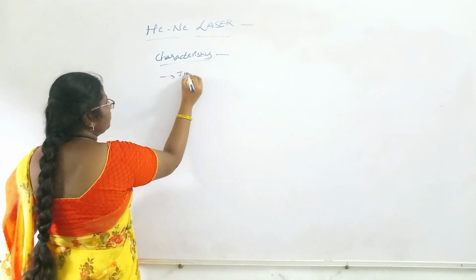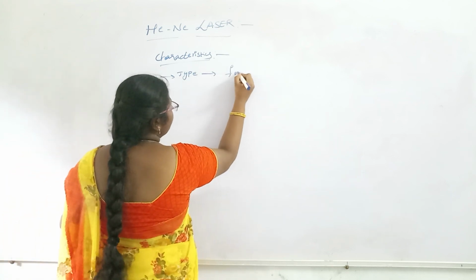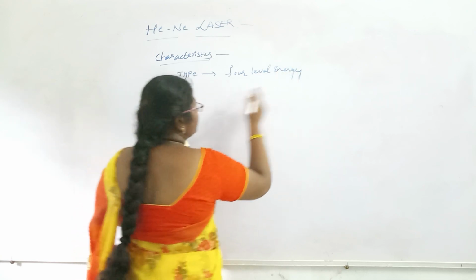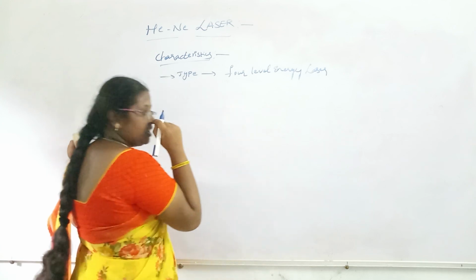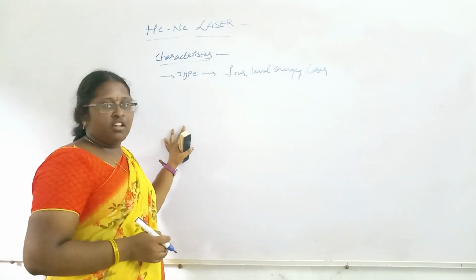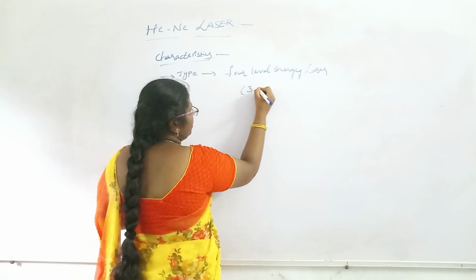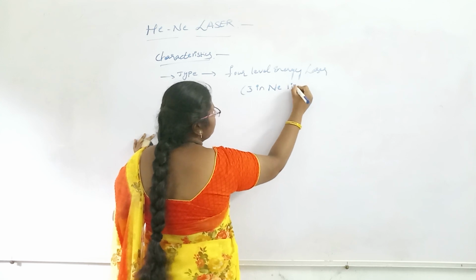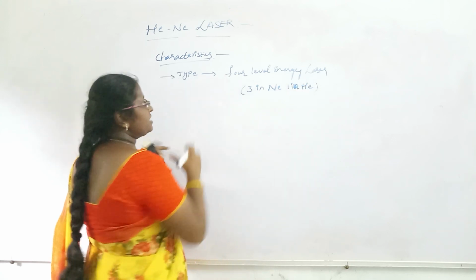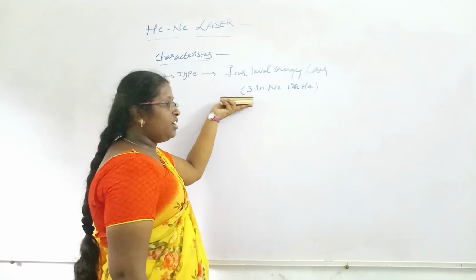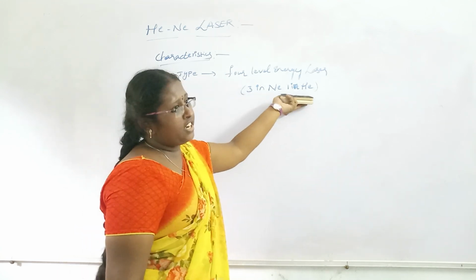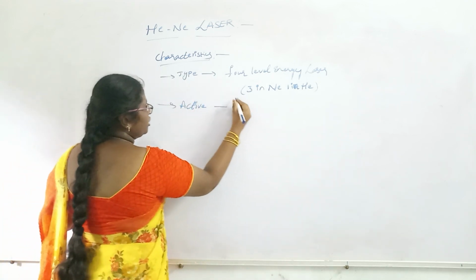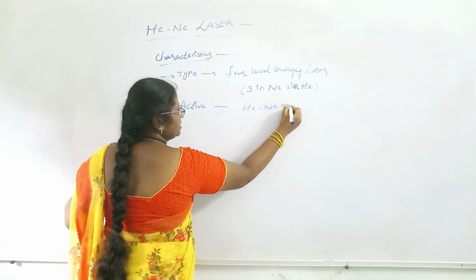First, the type. This is called a 4-level energy laser. What is a 4-level energy laser? There are 3 levels in neon and 1 in helium. This is called a 4-level laser. That means 3 states occur in neon and 1 state occurs in helium. And then, what is the active medium? The active medium is a helium neon mixture.